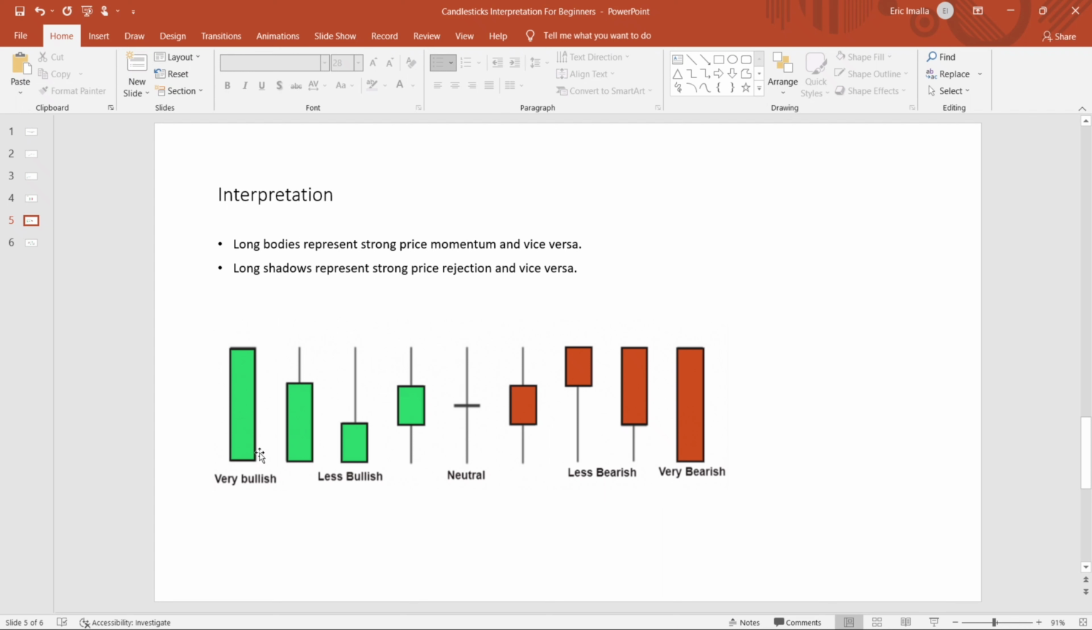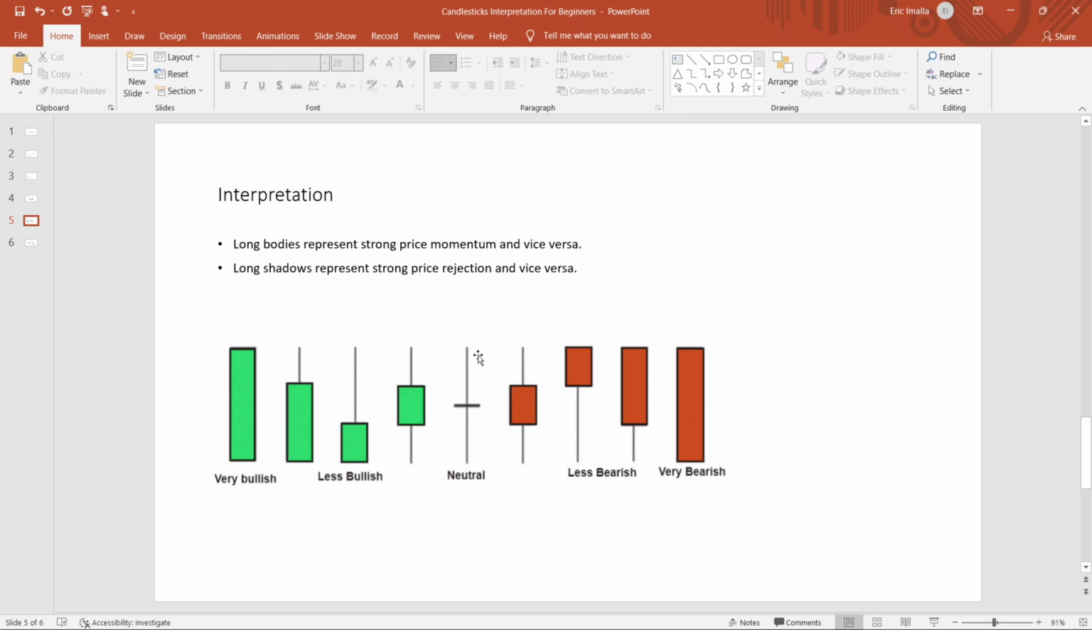So the longer the body of the candlestick, the stronger the price momentum. And the same applies to even the bearish candlesticks. When you look at this candlestick, it's very bearish, but the more we proceed, as their bodies become smaller, the less bearish. So long body represents strong momentum, shorter bodies represent a weaker momentum.